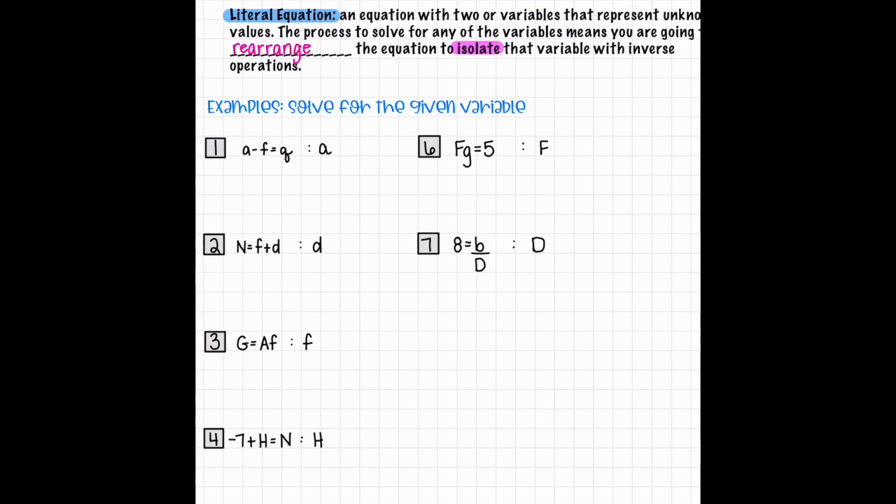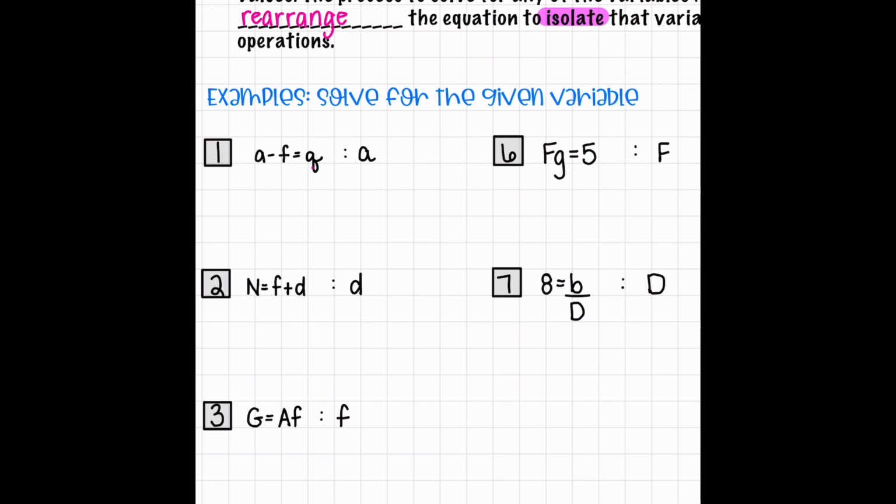So there's going to be lots of variables, so you need to pay attention to which variable they're asking you to solve for, and you're still going to use those inverse operations. So if I'm looking at my first problem, they're going to tell us which one they want us to solve for. So for this particular equation, they want us to solve for A. So basically what that's saying is they want us to get A by itself. So I recommend solving for the variable that they want you to get by itself.